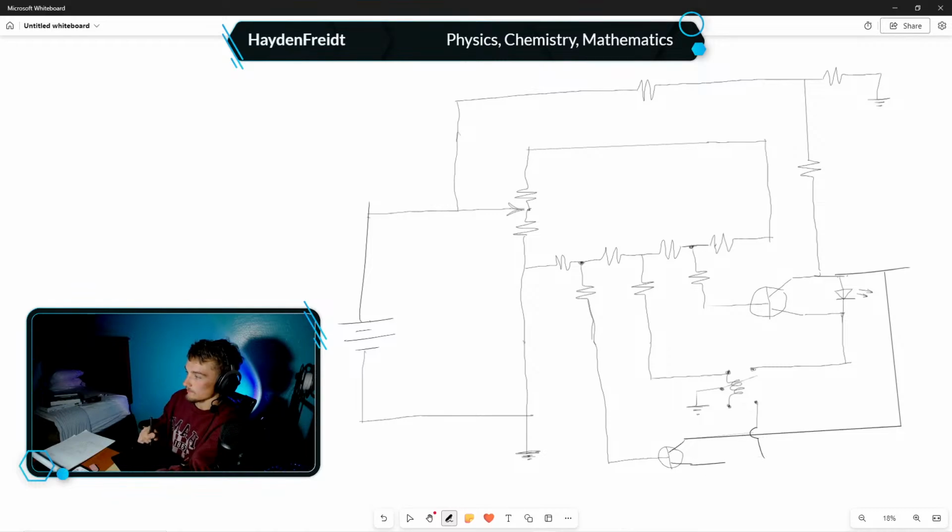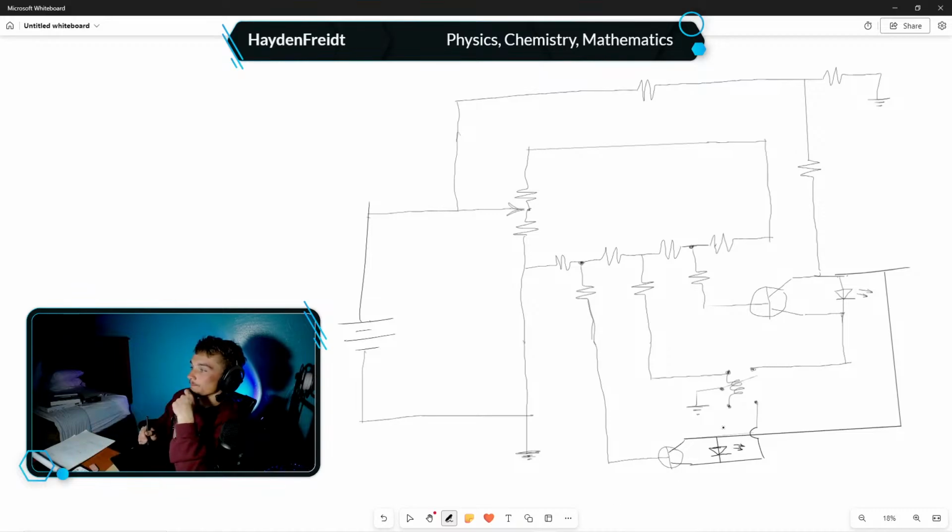Good enough. Straight line? Cool. Good enough. And then again, we have another LED here. Straight line? Cool. Good enough. Just like that, like that, like that, something like that.